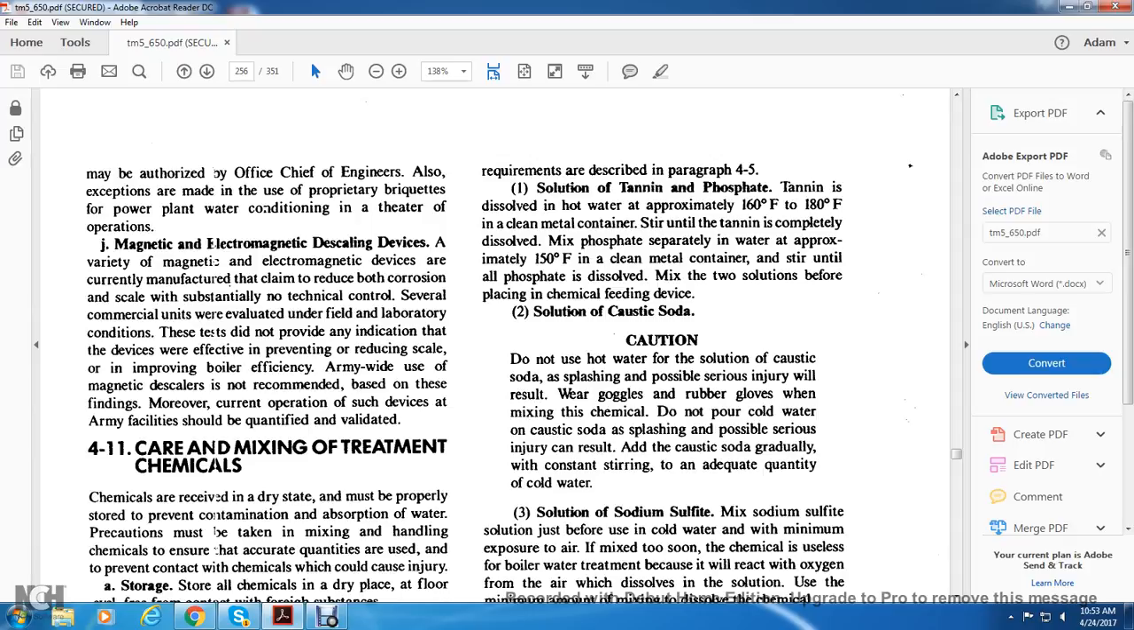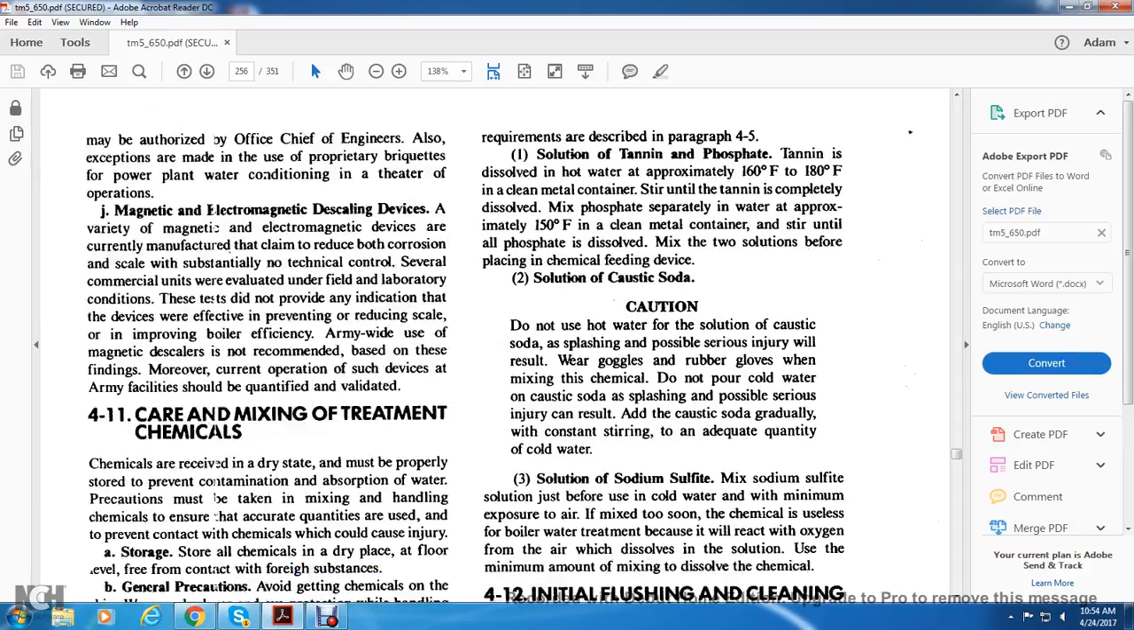Caution: do not use hot water with a solution of caustic soda. Splashing and possible serious injury will result. Wear goggles and rubber gloves when mixing the chemical. Do not pour cold water on the caustic soda, as splashing and possible serious injury could result. Add the caustic soda gradually, with constant stirring, to an adequate quantity of cold water.